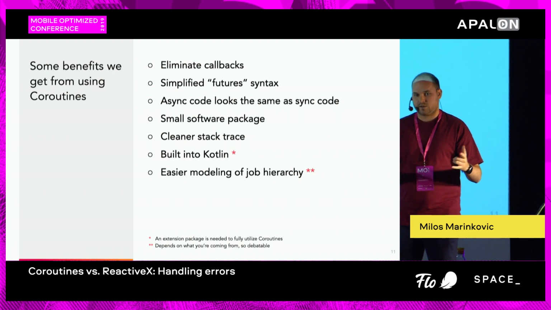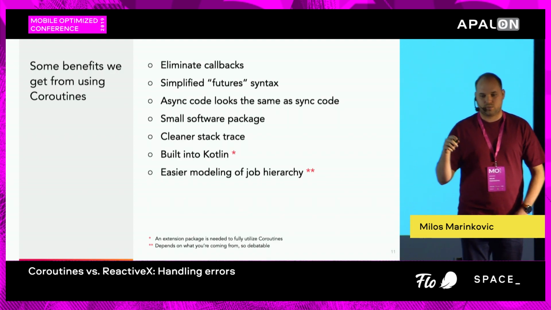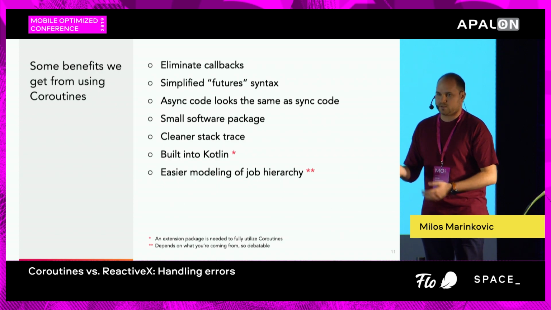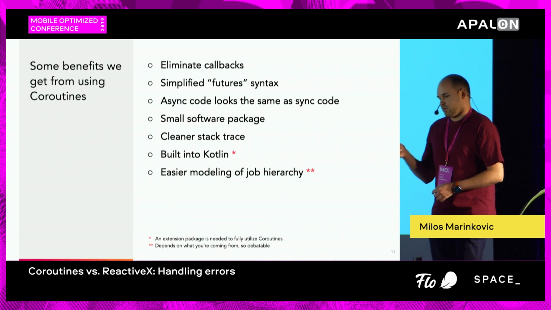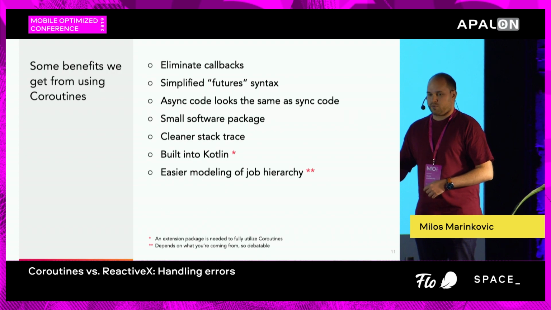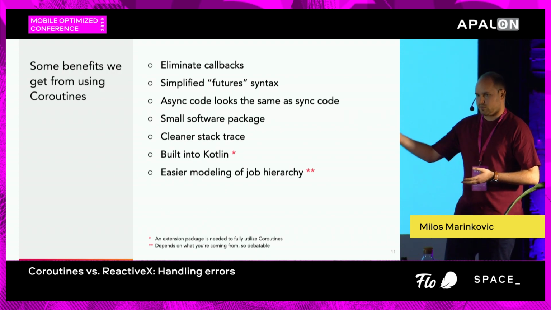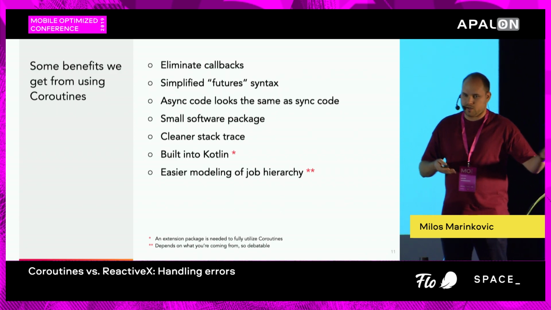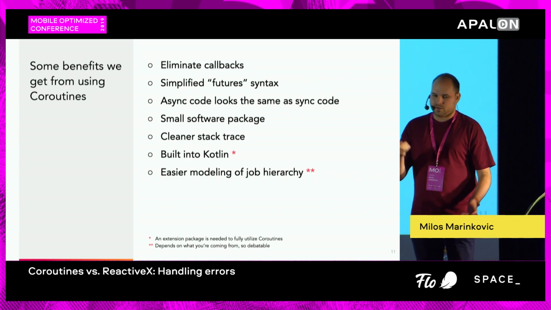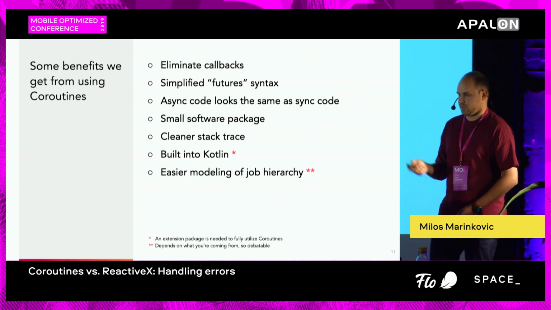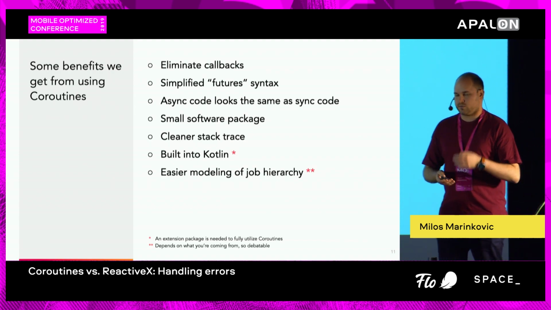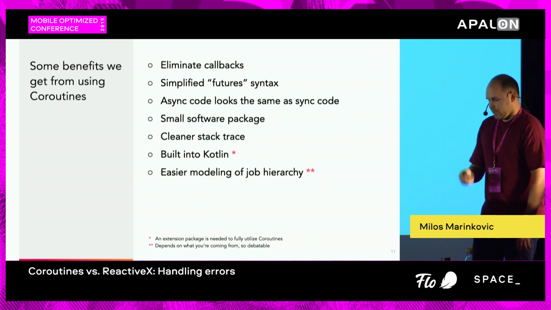And why I have asterisks here: built into Kotlin, yes, some of the keywords and concepts are built in, but not all of them. So you have to include one more extension package, but it's still smaller than Rx, for example. You can argue that if you use ProGuard, then there is almost no difference. Yeah, but then you have to use ProGuard. If your project is not using ProGuard at the moment, introducing it will most likely introduce many more issues, because you need to optimize the rules and so on. And as for the easier modeling of job hierarchy, it depends on where you're coming from. If you're coming from C# or some language that already supports this kind of async concept, then for you it's probably not a big deal. But if you're coming from Rx or plain Java, it's a big deal.